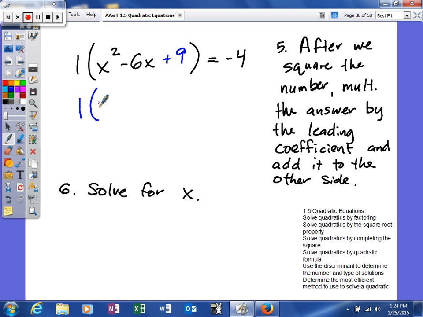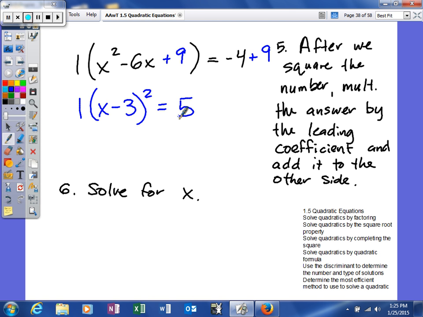So I guess I probably shouldn't have erased some of this stuff, but that's okay. So whatever I get here, this number, I always multiply it by my leading coefficient. Okay, so 9 times 1 is 9. So whatever that number is, I have to add it to the other side because I really need to balance my equation. If I don't, obviously, I can't just add 9 here and not add 9 there and have it still be a true equation. So what I'm going to do now is I'm going to go ahead and combine these like terms. So that will give me a +5.